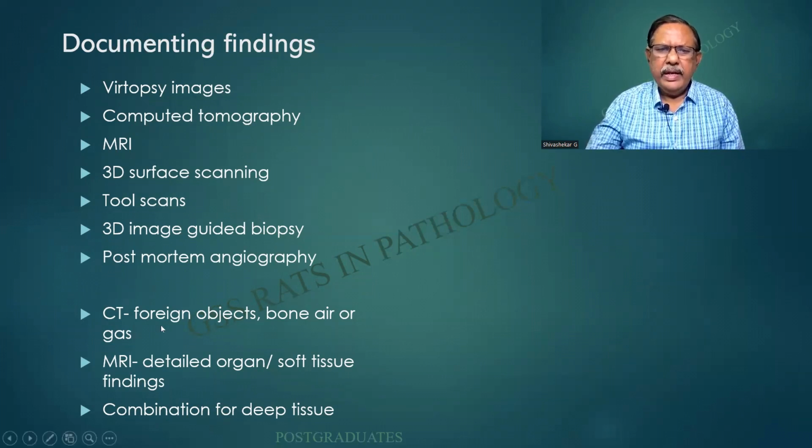You find that certain things can be very easily identified by CT, such as foreign bodies, bone, air, or gas. So air embolism or a perforated abdomen can be identified by these. The MRI, on the contrary, does a detailed study of the organs and soft tissues. And sometimes a combination of these can be used for the deeper tissues. So these are the three things alone that we should remember. One is CT, two is MRI, three is 3D.